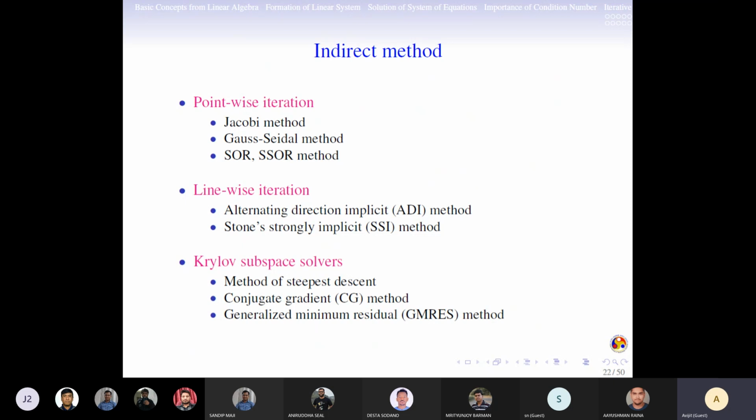And one more is Krylov subspace solvers, which include the method of steepest descent, the conjugate gradient method, and the generalized minimal residual method, which is known as GMRES. These types of methods are known as Krylov subspace solvers. Basically, we will show how the method of steepest descent, conjugate gradient, and GMRES work for our system of equations, what the mechanism behind them is, and how they are motivated from the basic methods.